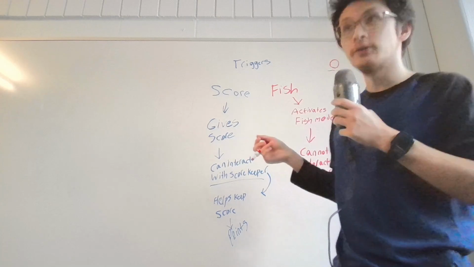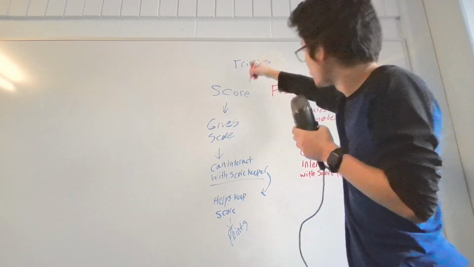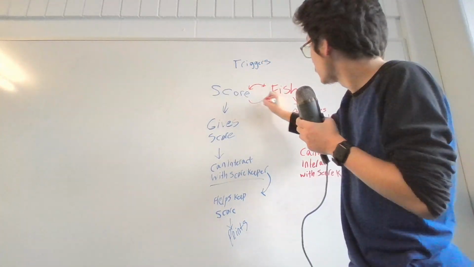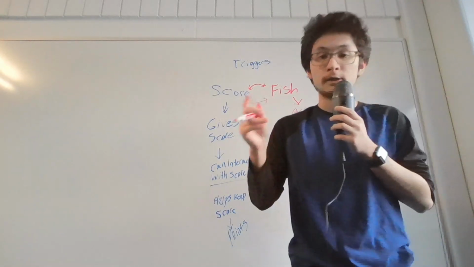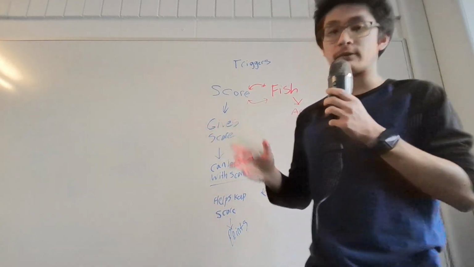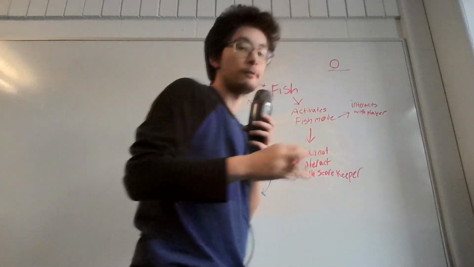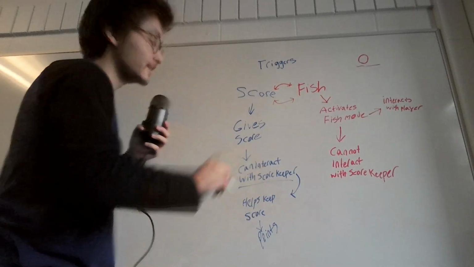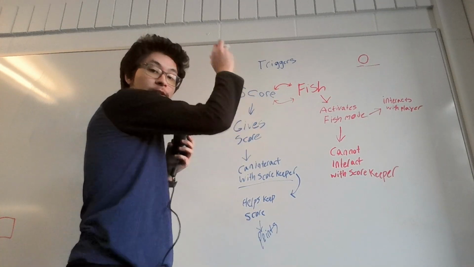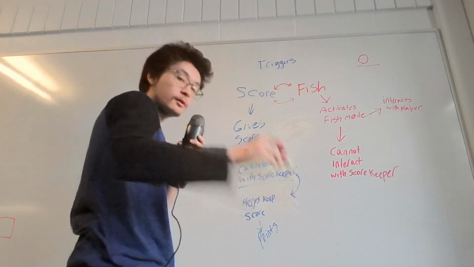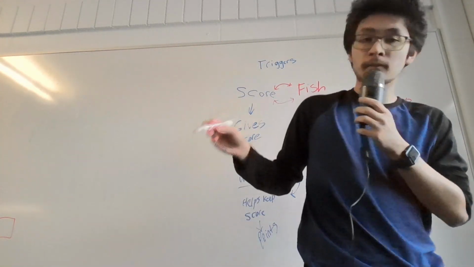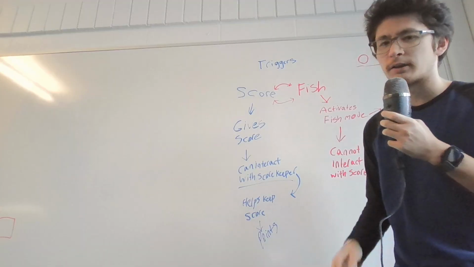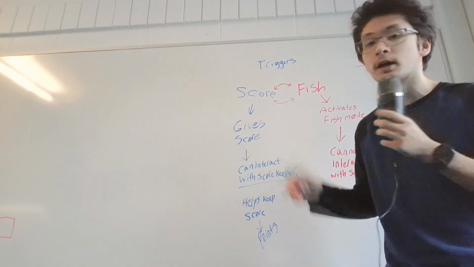Now, while I could combine these together into one, it's much easier if I have them split into two different triggers. Sorry about that. Move the camera. If they interact separately instead of together, it makes my job a lot easier, makes coding a whole lot easier, even though I have to create another script.